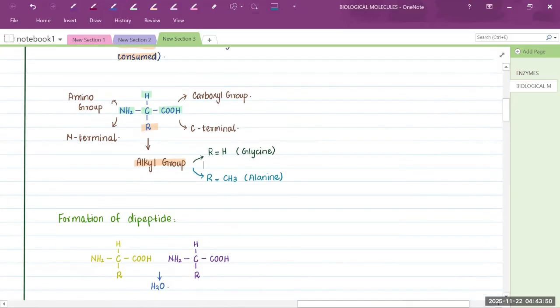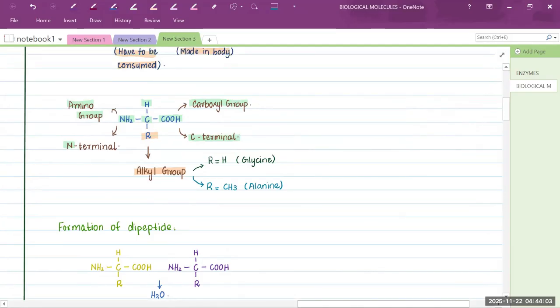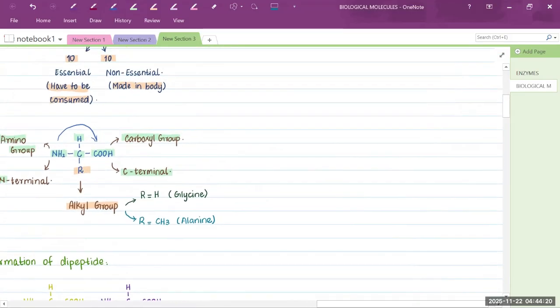Okay, and because we have NH2 in this group, that is the amino group, this is known as the N-terminal, and we have the carboxylic group at this end, that's why it is known as the C-terminal. Now these can be reversed, so you cannot say the left one is the N-terminal and the right one is the C-terminal. That is not the case. Wherever the COOH is, that will be the C-terminal, and wherever the amino group is, that will be the N-terminal.